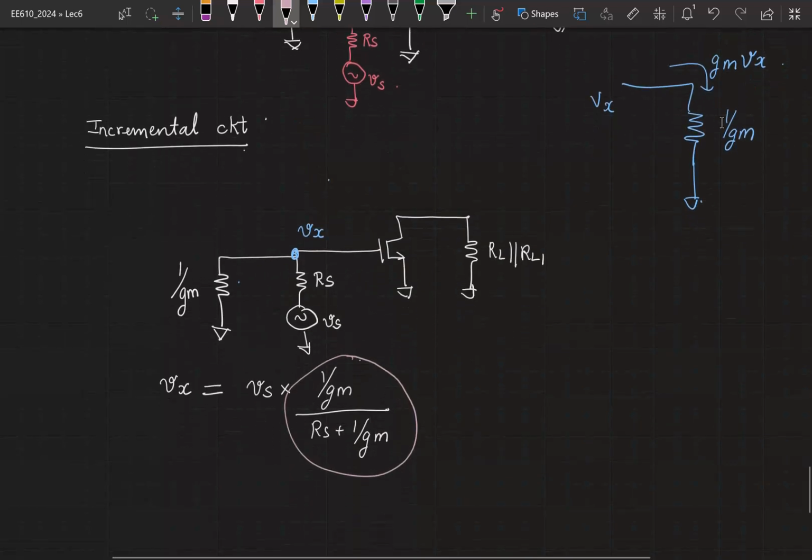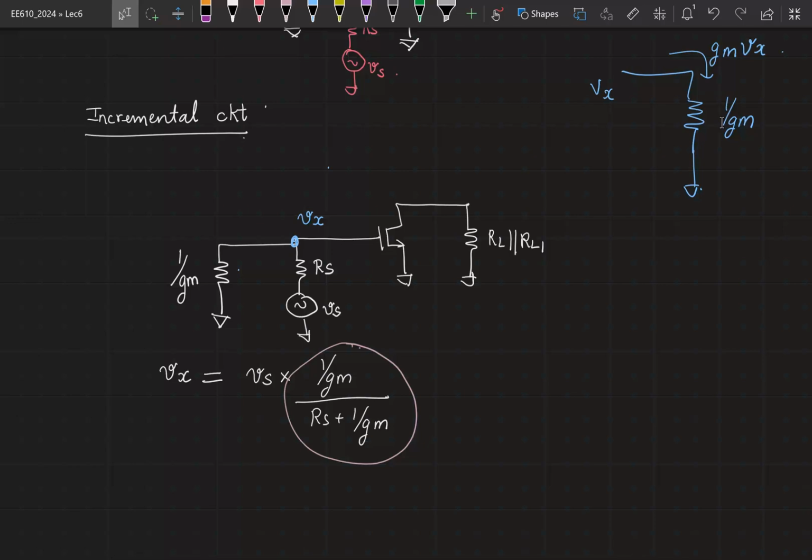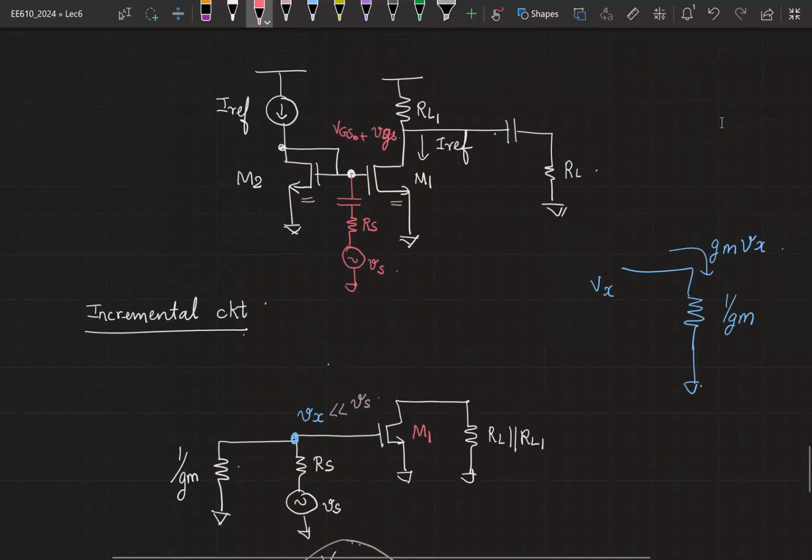So you did all of these nice things, but finally the moment you connect it, your Vx is going to be much, much smaller than Vs. Right? The incremental gate to source potential appearing for M1 is much, much smaller than your signal source. Right? So this means something went wrong when we combined both the circuits. We have to make some correction in the way we are connecting the small signal source.